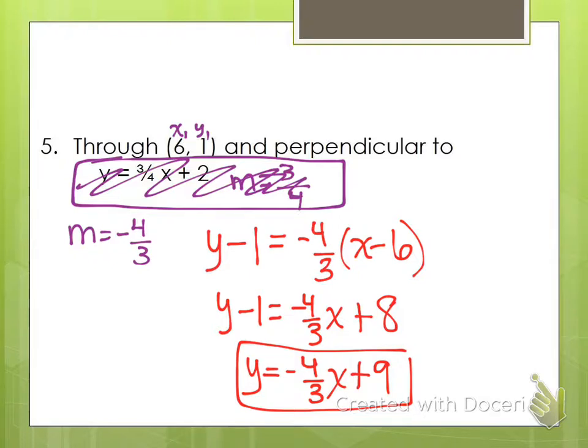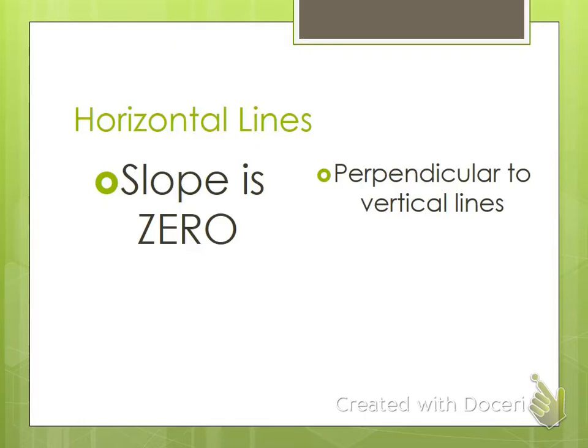If you did it the other way that we talked about yesterday, with plugging in y, m, and x and solving for b and then rewriting your final answer, you should end up with the exact same thing. What we need to know about horizontal lines is that the slope is always 0 and that horizontal lines are perpendicular to vertical lines.